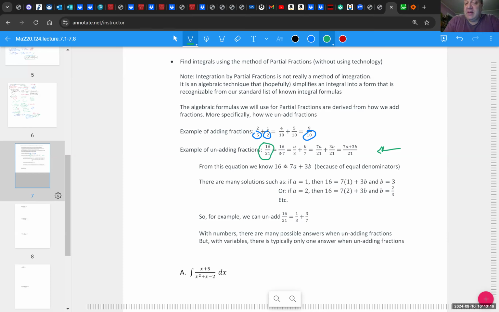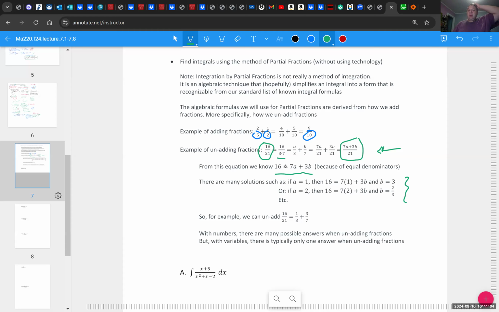16/21. So combining these things together using our normal algebra skills, we get 7a plus 3b over 21 is equal to 16/21. Since the 21s are the same, I know the tops have to be the same. So I know that 16 has to equal 7a plus 3b. With numerical answers like this example, there are many solutions that can make 7a plus 3b equal to 16. I wrote a couple of examples here, but there are many more if you want to find some more.